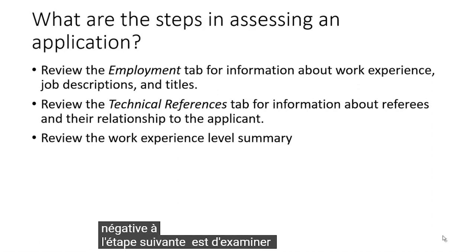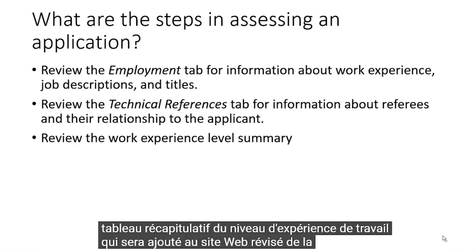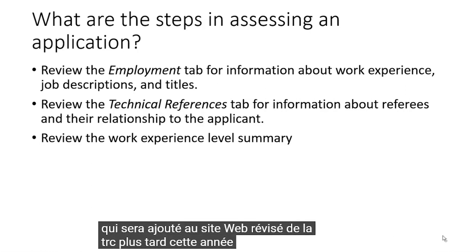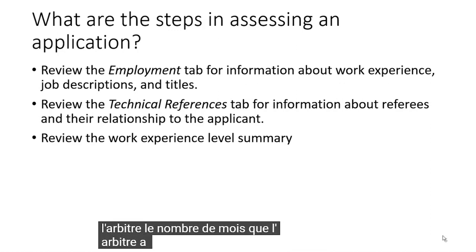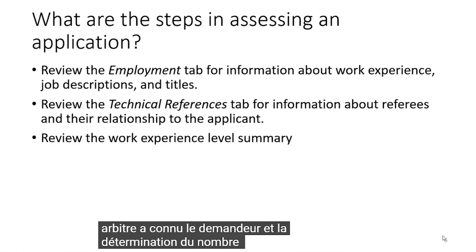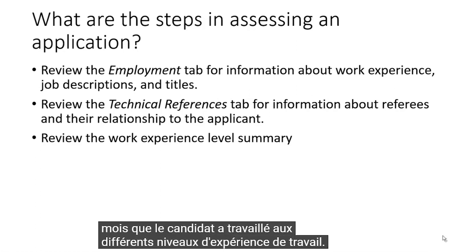The next step is to review the work experience level summary roll-up table that will be added to the revised TRC website later this year. The summary table displays the name of the referee, the number of months the referee has known the applicant, and the referee's determination of the number of months the applicant has worked at the various levels of work experience.